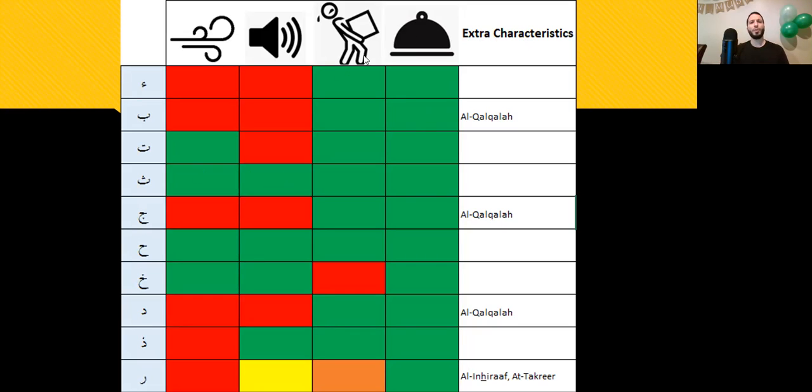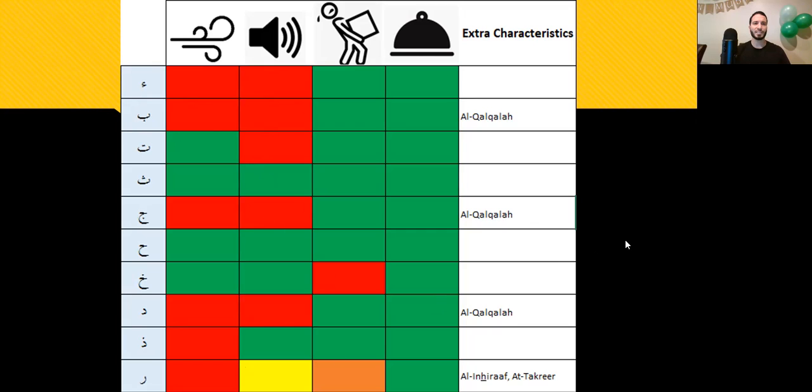Now, the more red you see next to a letter, the more powerful it is when you pronounce it. The more red you see, the more power the letter has. So which letter is the most powerful in pronouncing? If we see here, we have 2, 2, 1 box, 2, 2.